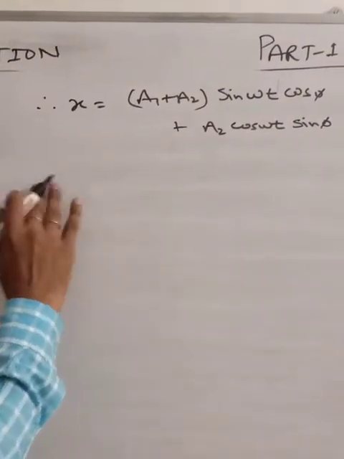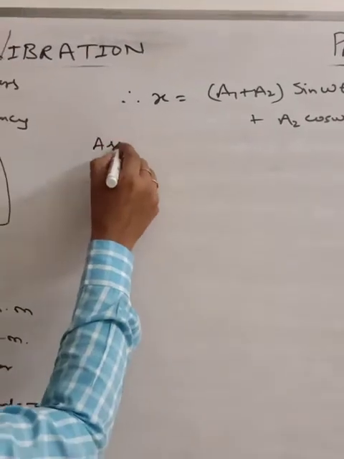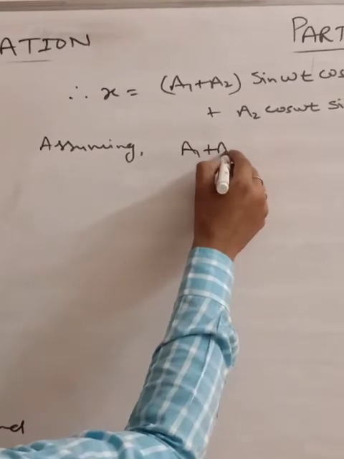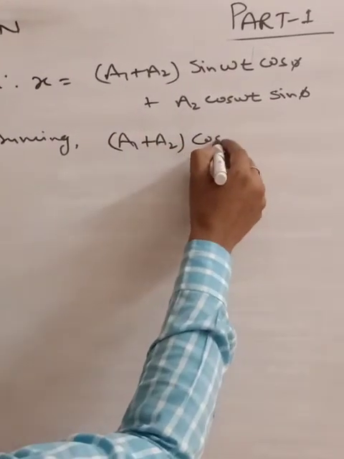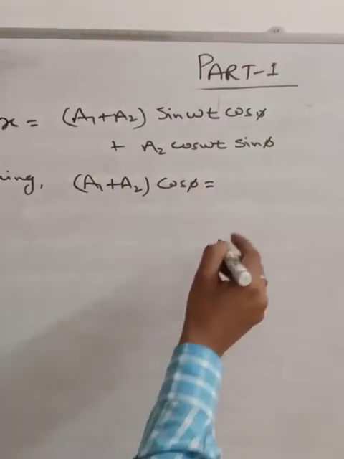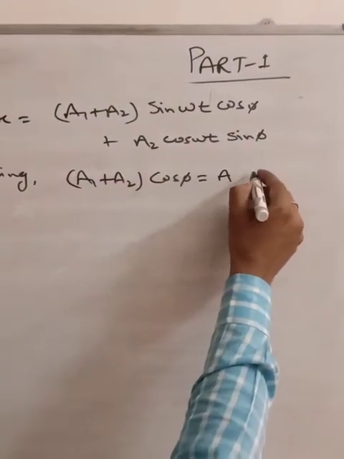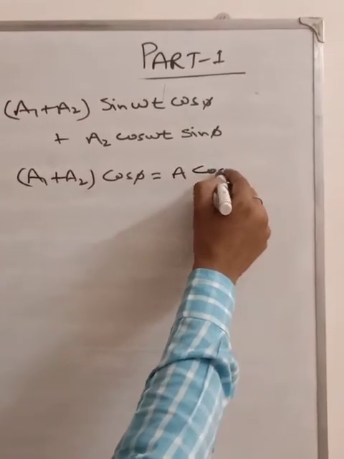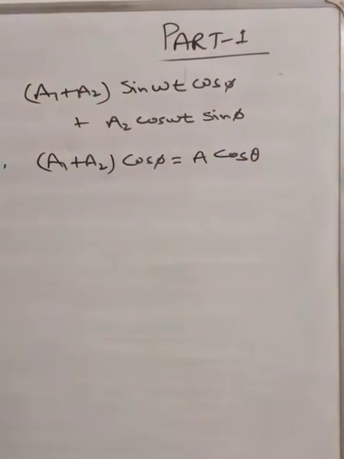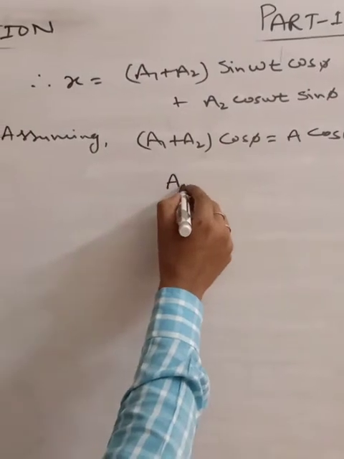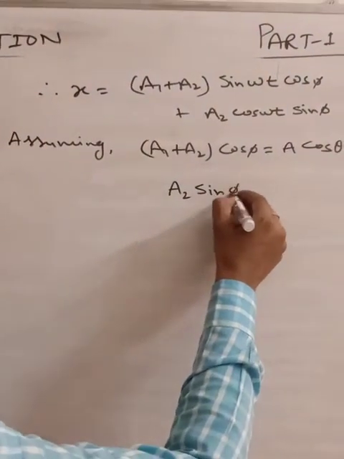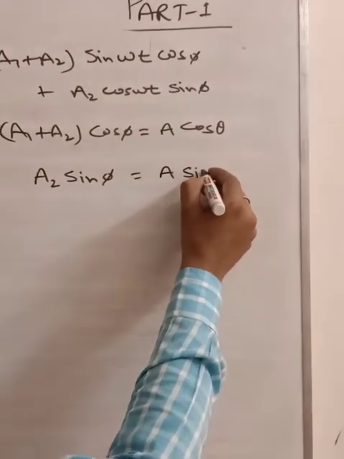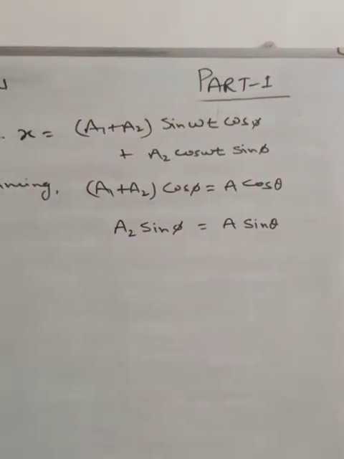Now let us assume this (a1 + a2 cos phi) is equal to A cos theta, and this a2 sin phi is equal to A sin theta.